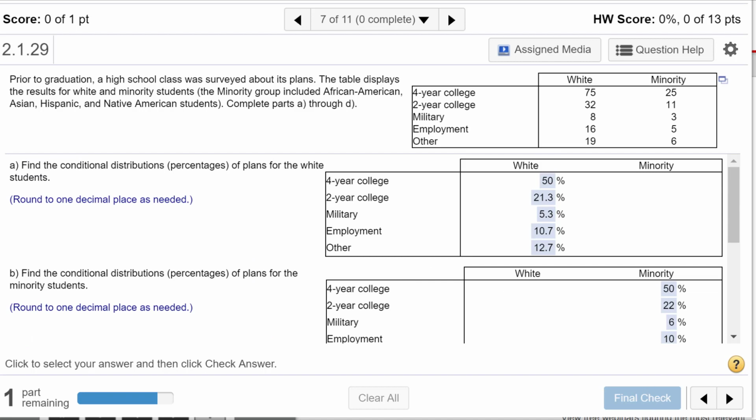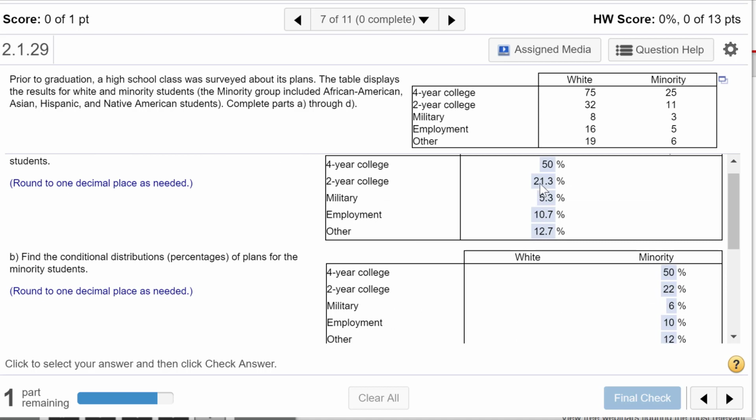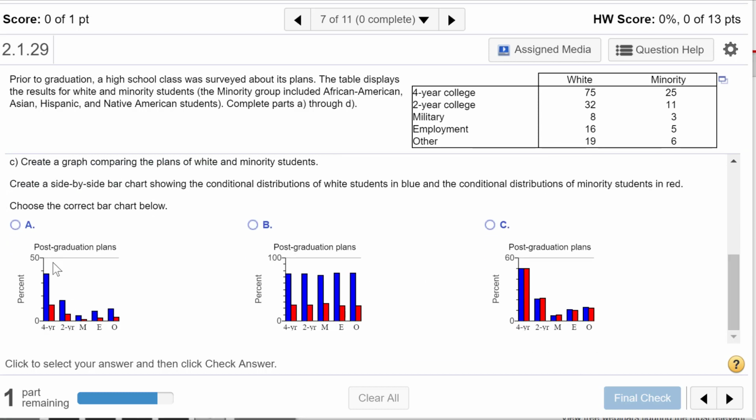So what I want to do, okay, so when we look at this, we have 50% and 50%, and then 21.3% and 22%. So let's just look at those first two and see which graph lines up with that. Let's see, so it's not A because we're not up at 50%. There's a big gap here, and really those two should be pretty close. Another big gap right here. So 50 and 50, and then we say 21.3 and 22. Yep, this is going to be it, C.